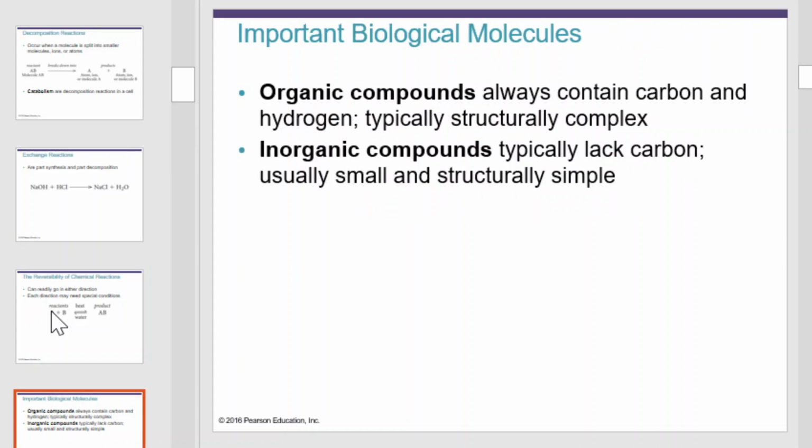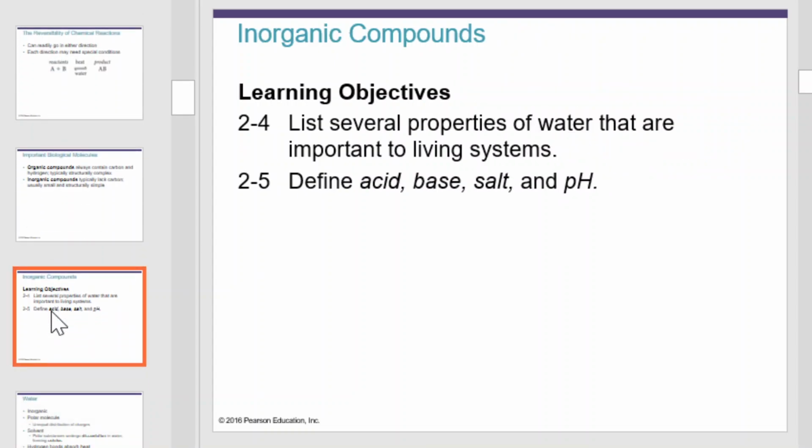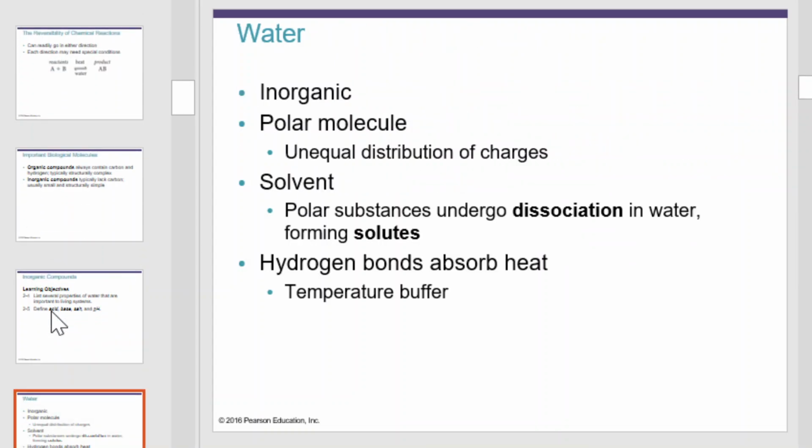Important biological molecules. Organic compounds always contain carbon, hydrogen, and typically are structurally complex. Inorganic compounds typically lack carbon, are usually small, and structurally simple. Inorganic compounds include water. Water is inorganic, however, it is polar, which means it is charged.